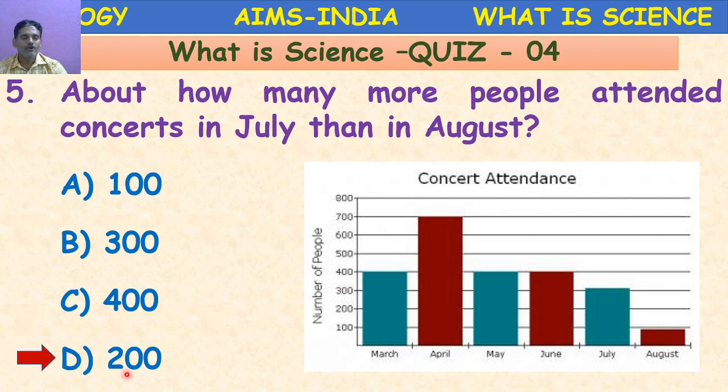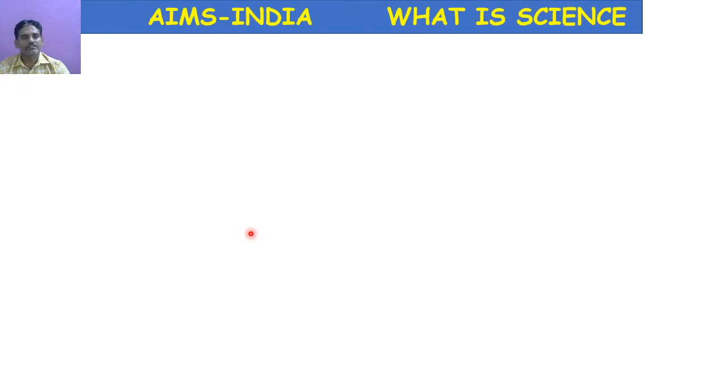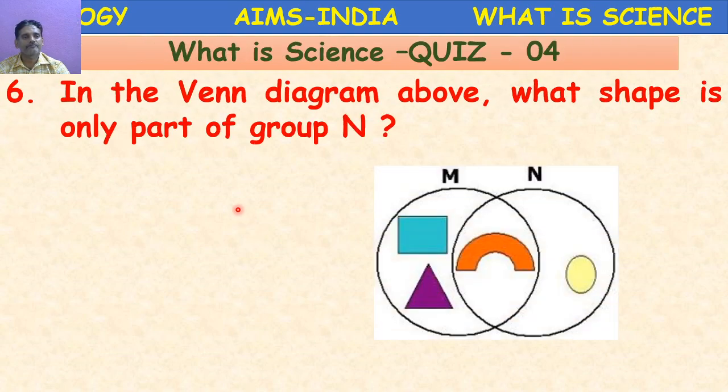Yes, it is 200. So this kind of chart helps to compare the data collected. Okay, this process is called analyzing the data. So here 200, D is the correct answer. So next, another comparison we can take.